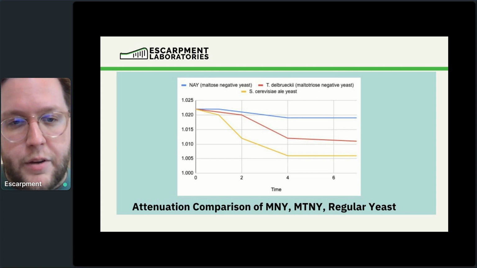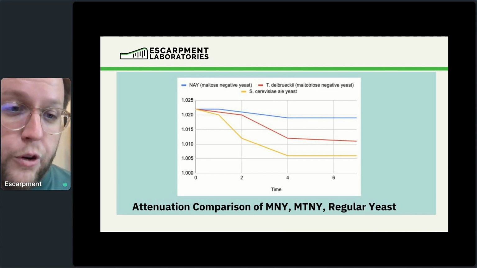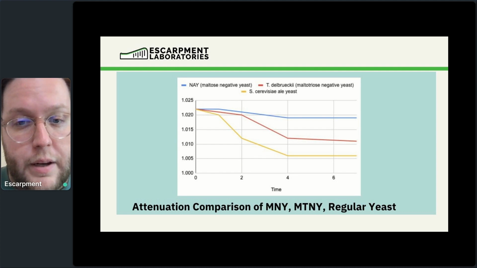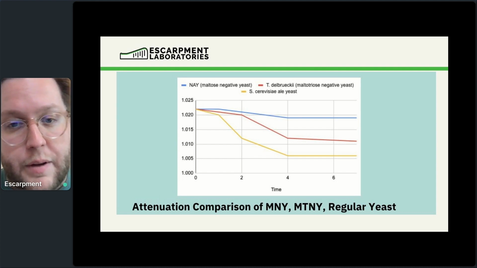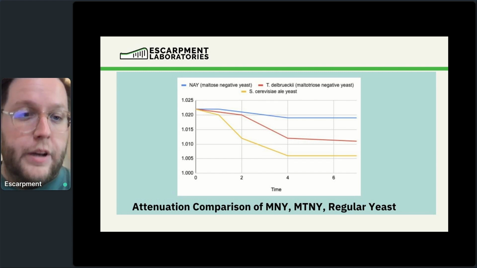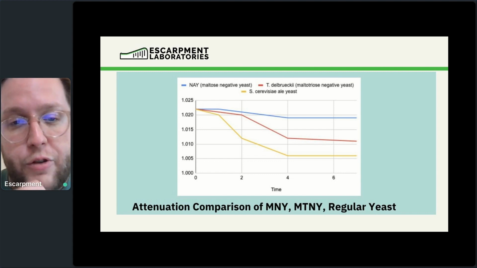With the maltose negative yeast, you're really just seeing a small drop in specific gravity, small sugar consumption. You're seeing a larger sugar consumption with that Torulaspora that can consume the maltose, and you're seeing the most consumption with that Saccharomyces cerevisiae that's going to be able to also consume some of the larger chain maltotriose. So that shows the difference, right?